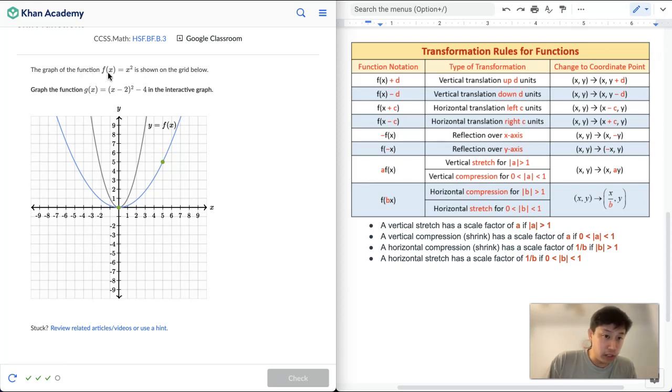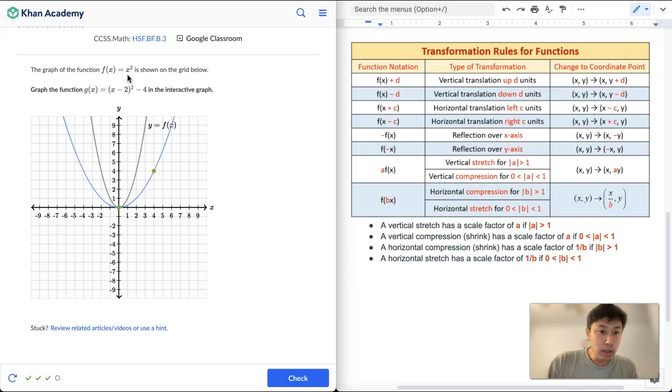Okay, so the graph of the function of f of x equals x squared is shown. That's going to be this parent function, right? Hopefully you know your parent function for your quadratic. That's y equals x squared. And then we want to graph this g of x using the blue graph and the 2 green points. Okay, so let's figure out from the equation what the transformation is first, and then we'll move around some points.